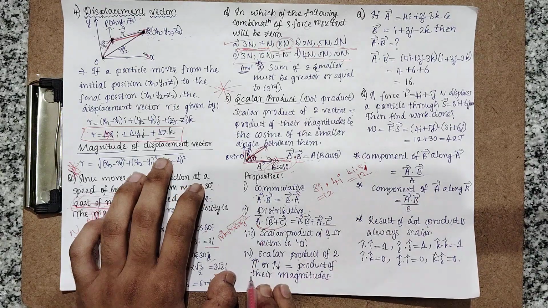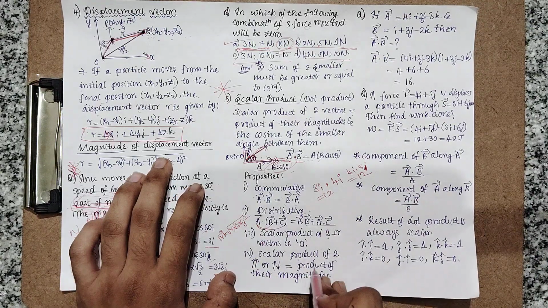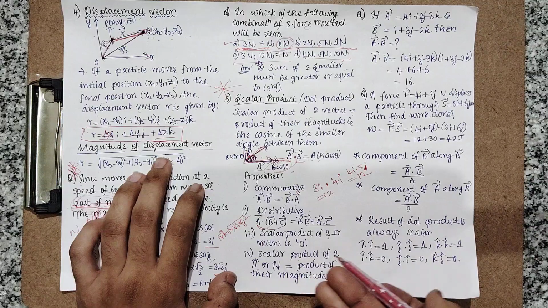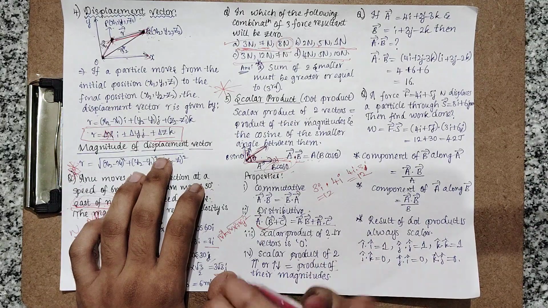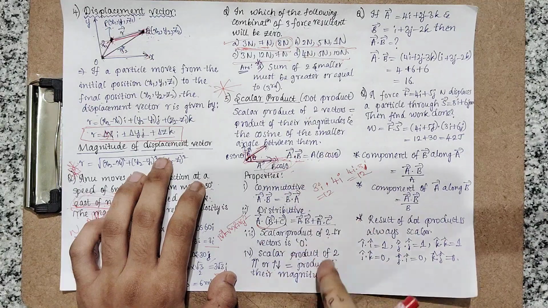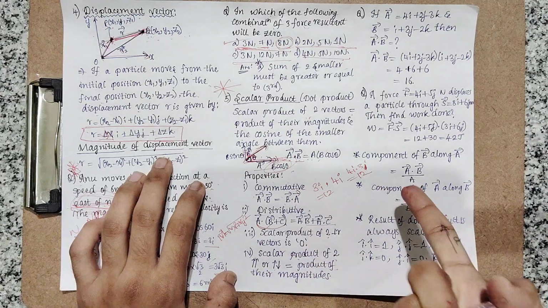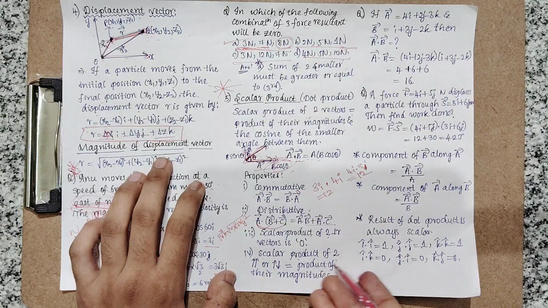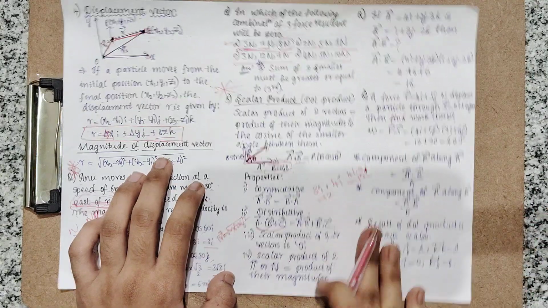The scalar product of two parallel or anti-parallel vectors will be equal to the product of their magnitudes. It means in case of parallel vectors, the angle is 0, cos 0 is 1, that is AB. For anti-parallel vectors, theta is equal to 180 degrees, so minus AB. It means it is equal to the product of their magnitudes.